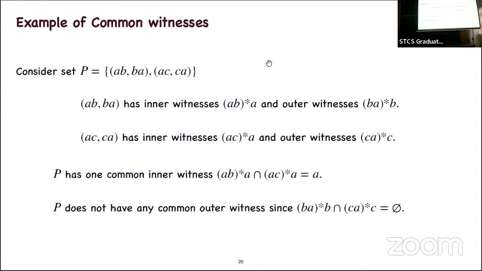Now if you take the intersection of these inner witnesses, for every pair you take the inner witnesses and intersect them, you will get the common inner witnesses. So P has only one common inner witness, which is AB star A intersection AC star A, which is only A. And P does not have any common outer witness, because here it is an A and here it is a C, so you don't have any outer witness. So here we have a set with two pairs which has only a common inner witness.